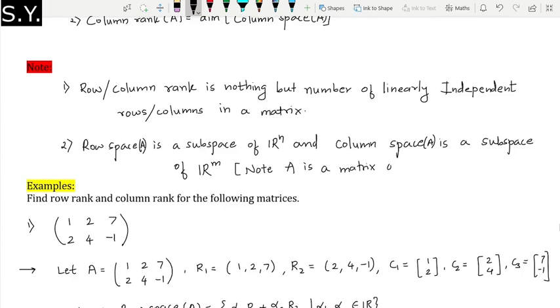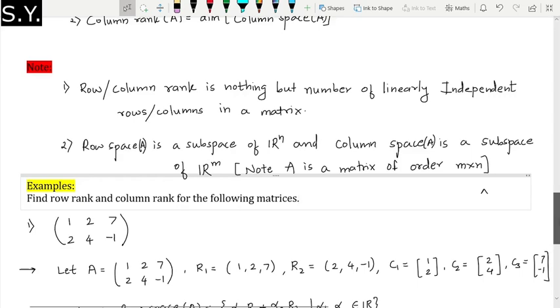MCQ मध्ये ऑर्डर चेंज करून देऊ शकता. So respectively your answer will be changed. म्हणजे जर A ची ऑर्डर n क्रॉस m दिली, then row space will be a subspace of R raised to m and column space will be a subspace of R raised to n. Okay, in this way. So fine. So since they are subspaces, definitely we can find dimension of them.